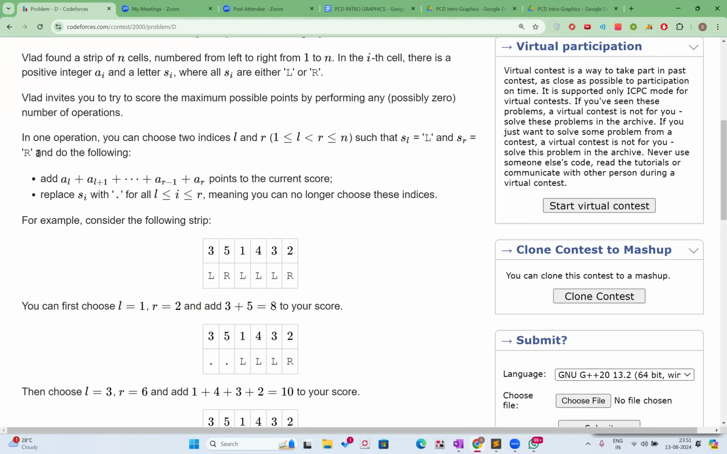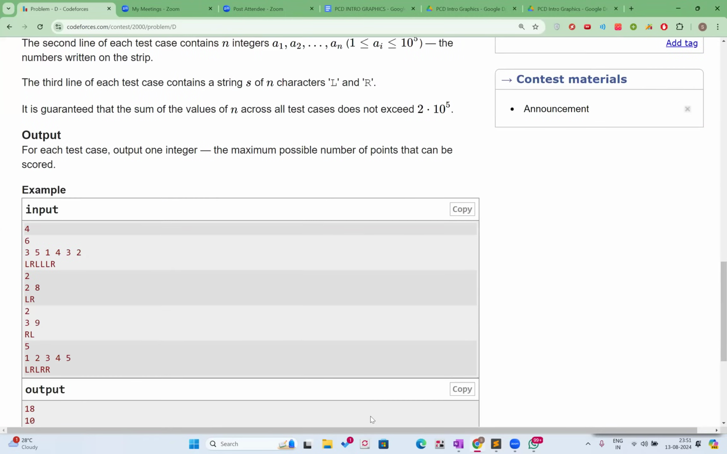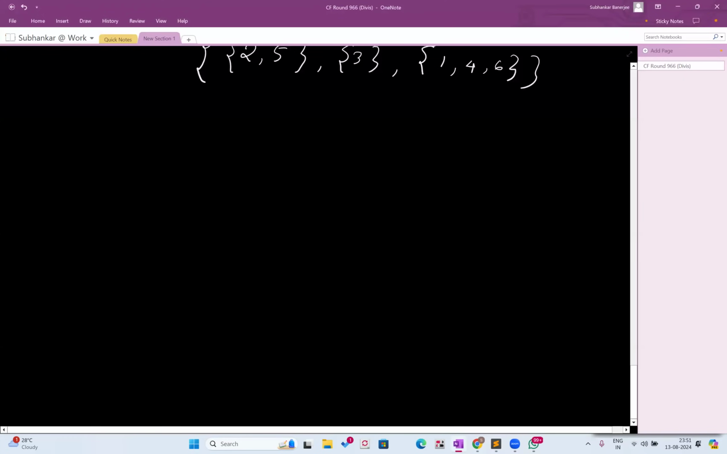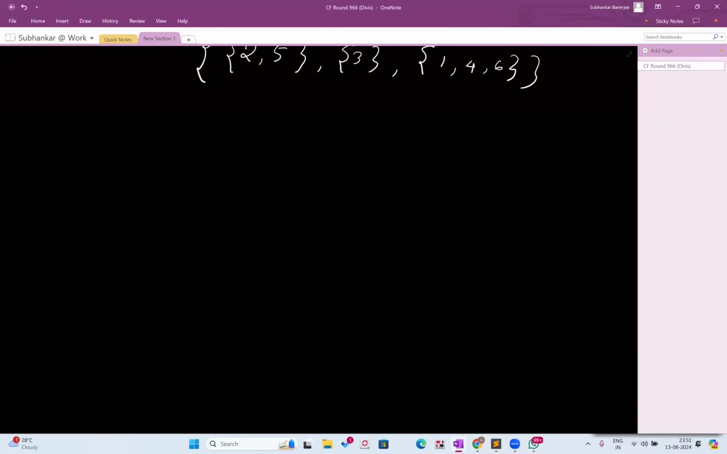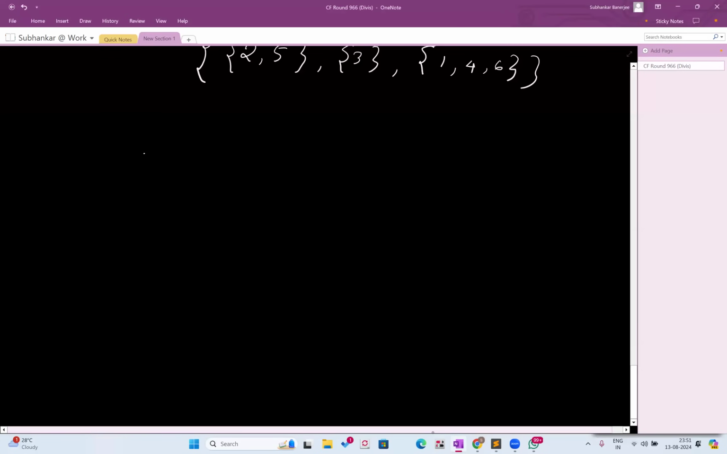So we cannot choose anything in between again. So basically, I'll just show you with the help of an example. Okay, this last example seems good, so I'll just take up this example.